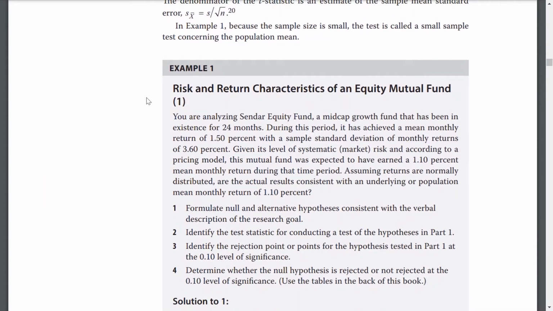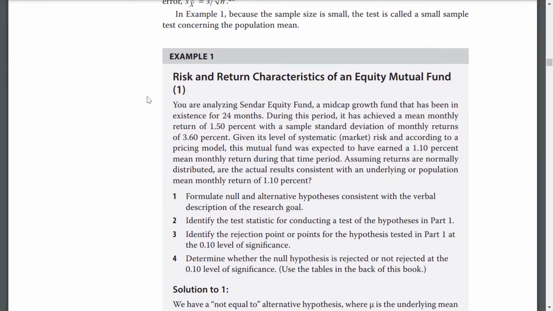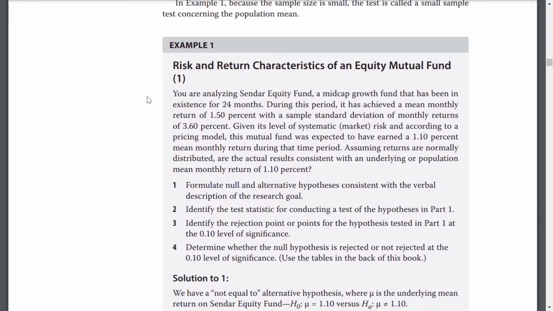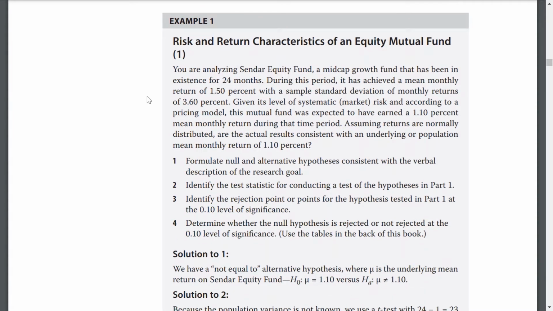You are analyzing a Sender equity fund, a mid-cap growth fund that has been in existence for 24 months. During this period, it has achieved a mean monthly return of 1.5% with a sample standard deviation of monthly returns of 3.6%. Given its level of systematic market risk, and according to a pricing model, the mutual fund was expected to have earned 1.1% mean monthly return during that time period, assuming returns are normally distributed. Are the actual results consistent with the underlying or population mean monthly return of 1.1%?